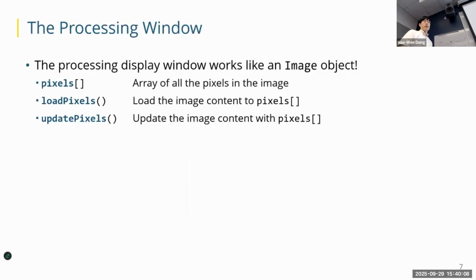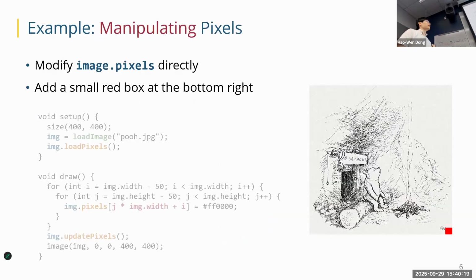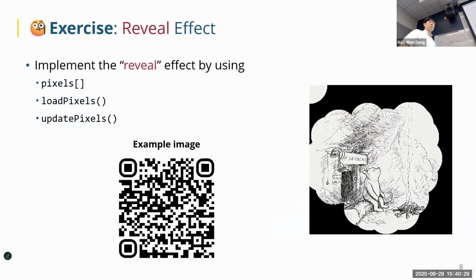We just talked about, we have an image. We can turn it into some pixel array. We can do load pixels to that, and then we can do update pixels with that. Now, we can also do the same with the whole canvas. We can do load pixels and update pixels. How can we do this kind of effect?